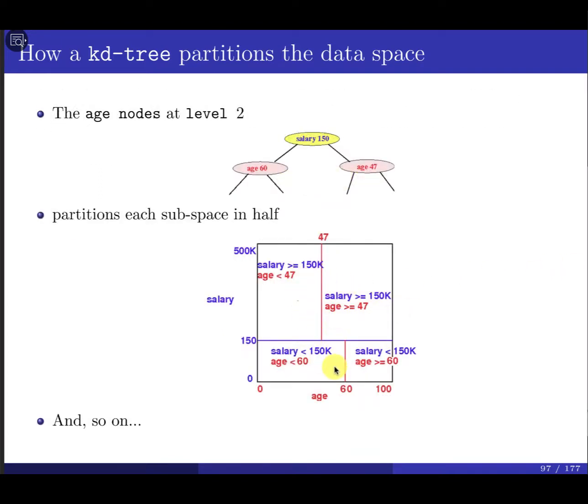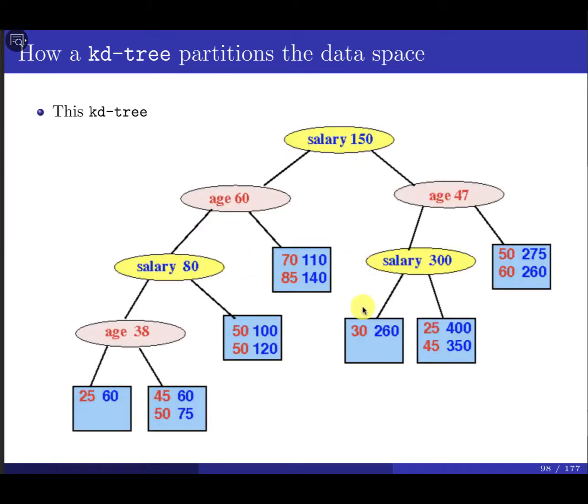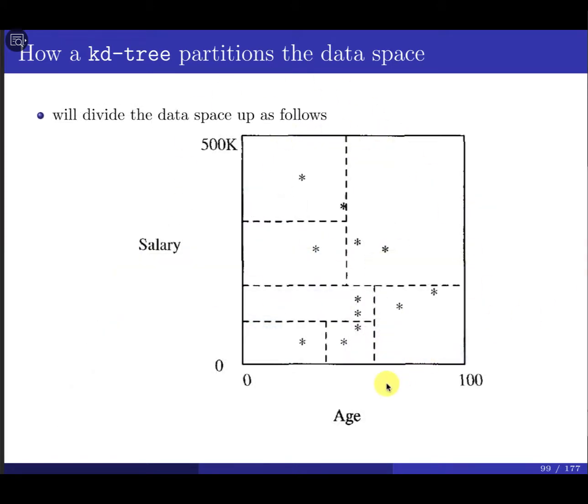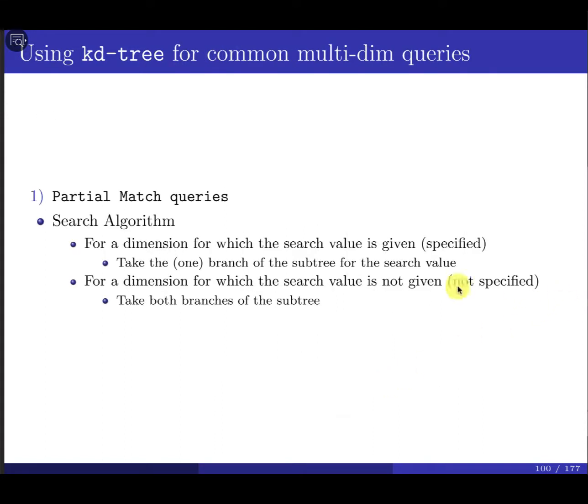So each subspace is partitioned in half based on the value of the next dimension. Here we have less than 150, and we divide this one based on the age: less than 60 and greater than or equal to 60, and so on. And continue doing this. So this one corresponds exactly to this one, the same structure. Okay, how can you use this one?